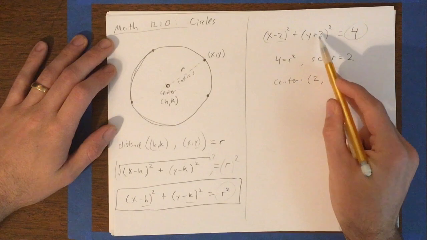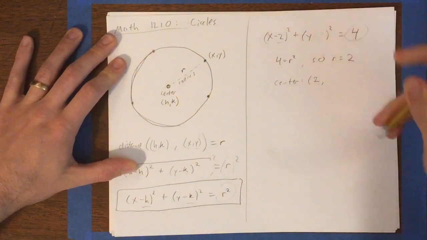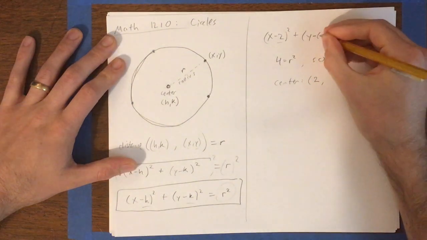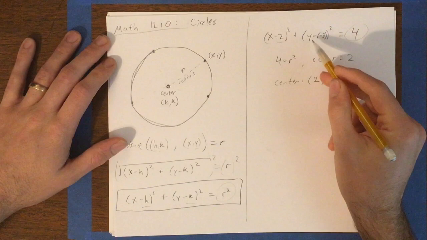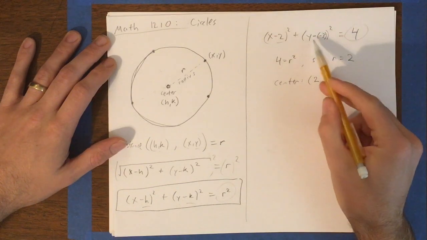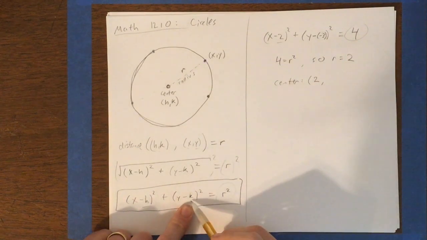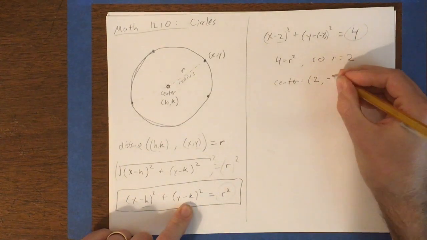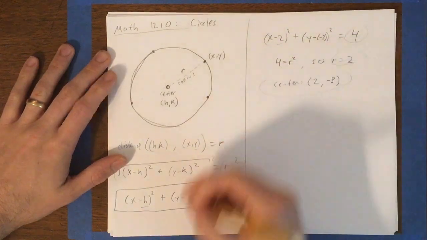Here we have y plus 3, but remember that y plus 3 can be interpreted as y minus negative 3. The minus negative becomes plus, right? So we normally wouldn't write minus negative, but if you think about it that way, the number that's being subtracted from y, the k value in this case, is negative 3. So there we go. We got radius of 2 and center of 2, negative 3.